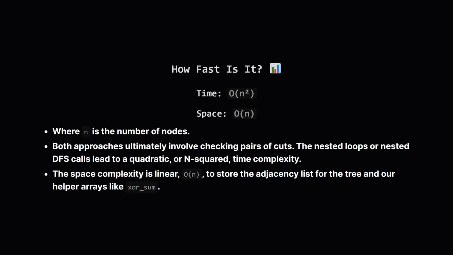So how do these two approaches stack up? In terms of performance, they are actually the same. Both have a time complexity of big O of n squared. This happens because they both, in their own way, have to consider every pair of possible cuts. The space required is big O of n, mostly to store the tree and the arrays for our pre-computed data. For the typical constraints on a problem like this, an n squared solution is perfectly acceptable.